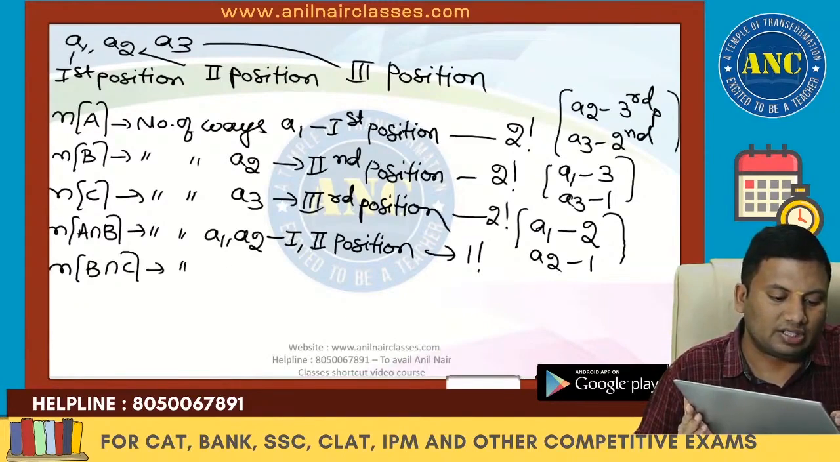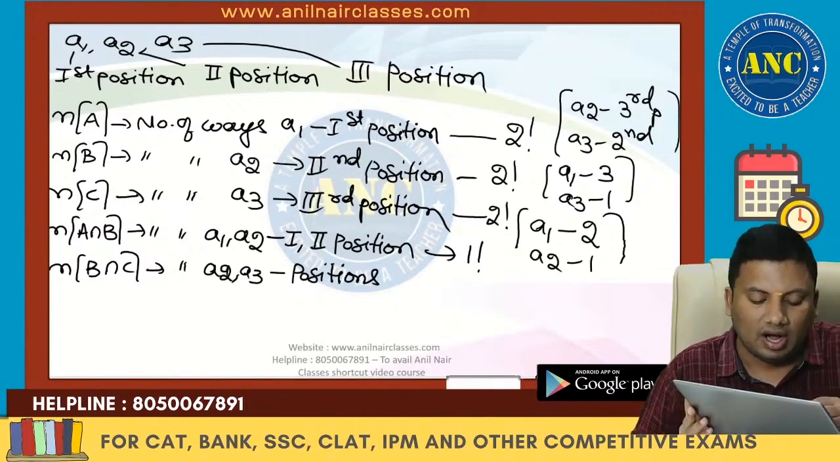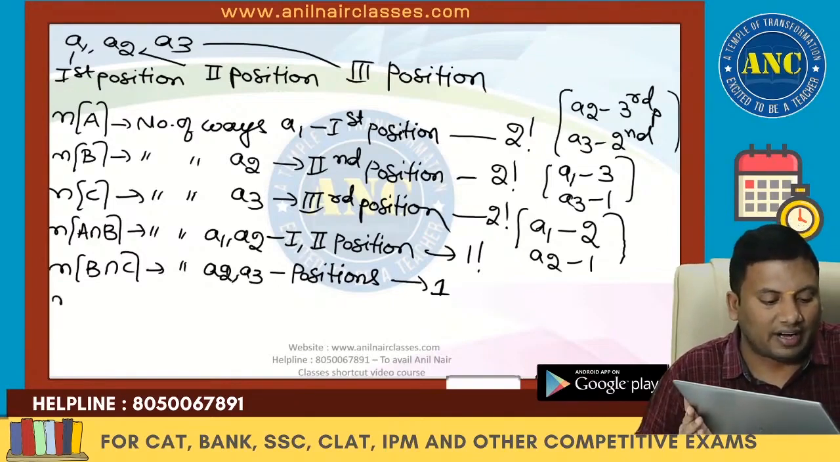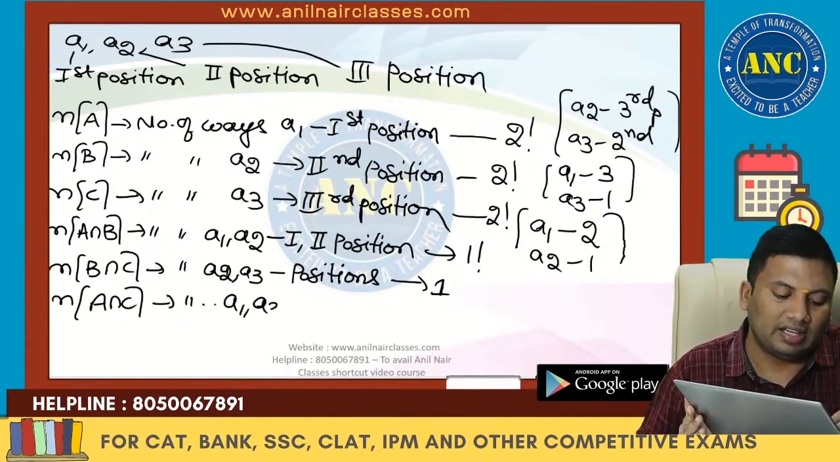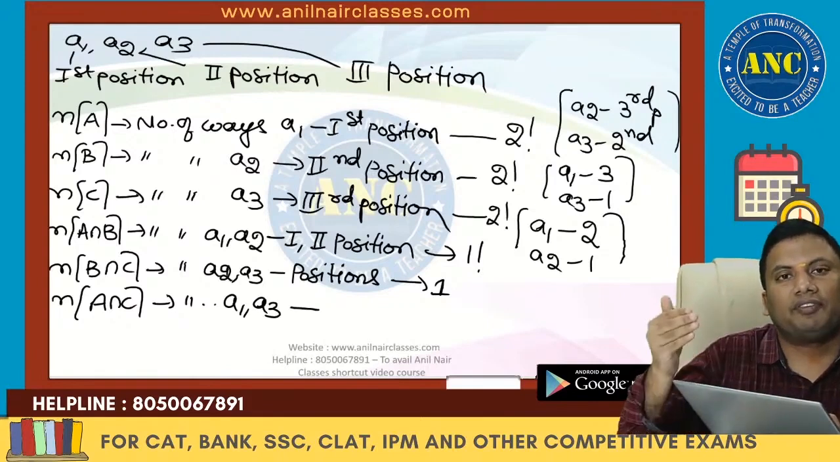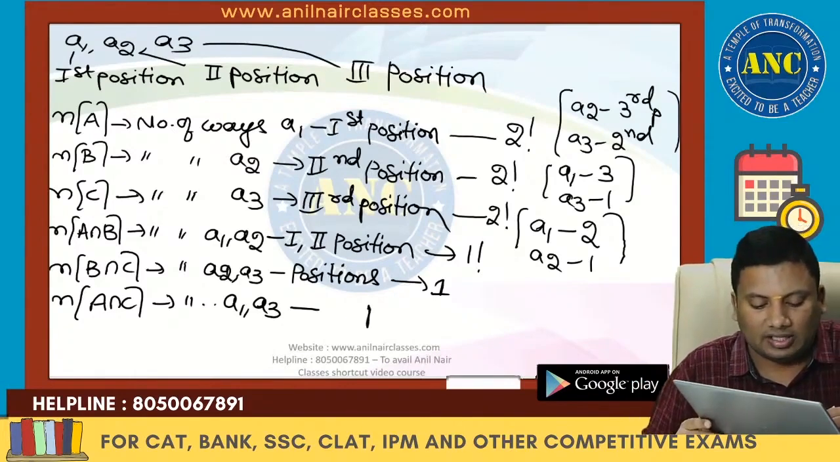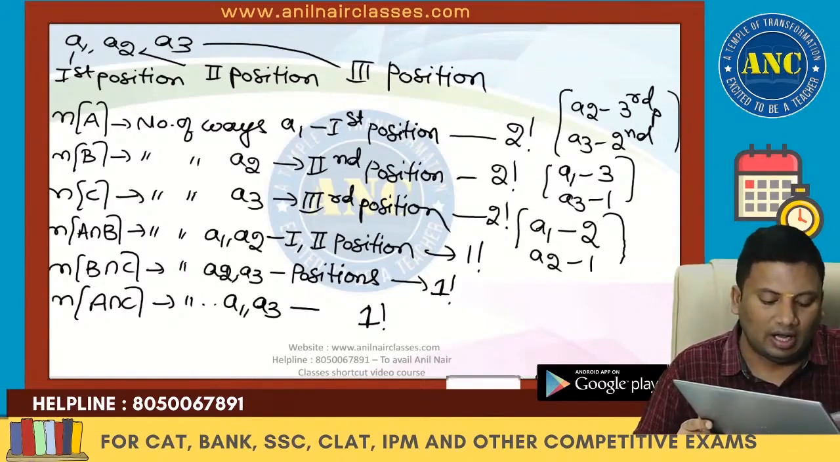N of B intersection C is number of ways in which A2 and A3 are in their positions. If A2 and A3 are in their positions, obviously A1 will be in its original position, which is 1 factorial. N of A intersection C is number of ways such that A1 and A3 are in their original positions. If A1 is in first position, A3 is in third position, A2 has got only 1 position, which is 1 factorial. Are you all with me?